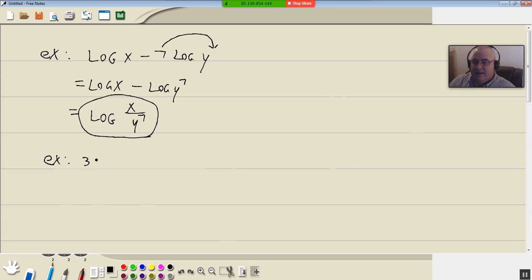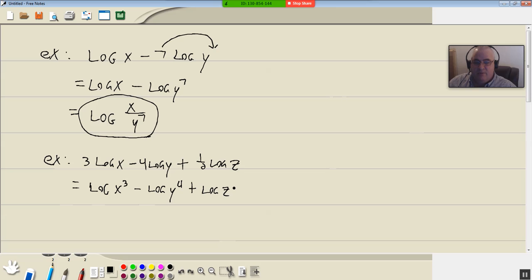Let's say I have 3 log x minus 4 log y plus 1/2 log z. Well, same thing. We can't use properties 1 and 2 while there are numbers in front of our logs. So with property 3, we'll take those numbers and put them as our powers. So I have log x to the 3rd minus log y to the 4th plus log z to the 1/2.